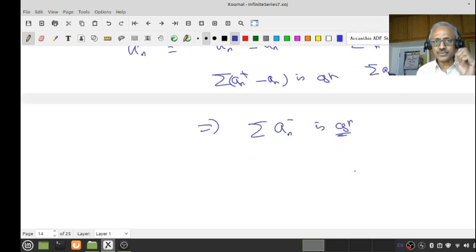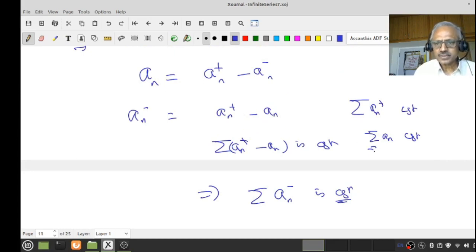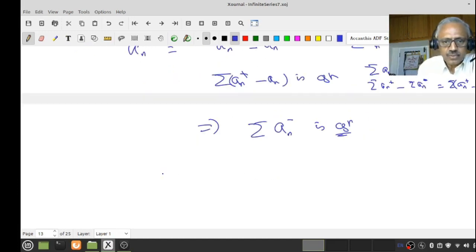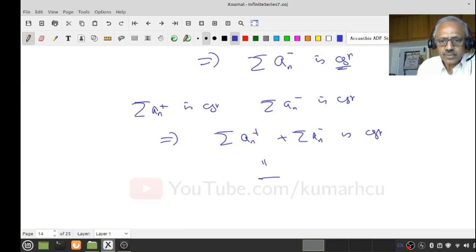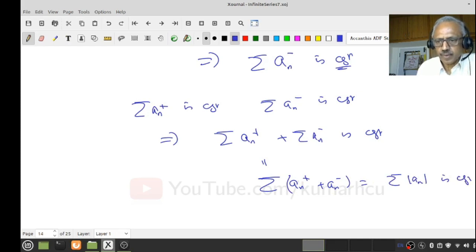Please remember, we are using algebra of convergent series, which is not pure algebra; analysis is needed. An plus is convergent, an minus is convergent. Therefore this an plus minus an is convergent, but that is nothing other than an minus. Now, therefore summation an plus is convergent and summation an minus is convergent. Therefore this implies summation an plus plus summation an minus is convergent. But where does it converge to? This is equal to summation mod an. But summation mod an is divergent. This is a contradiction.